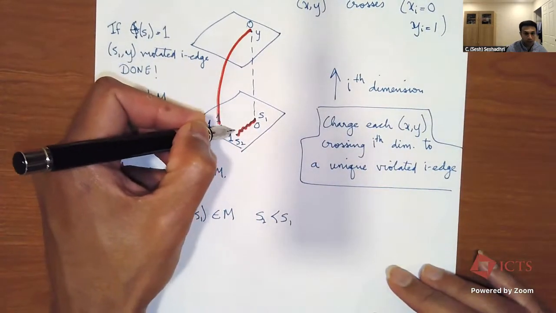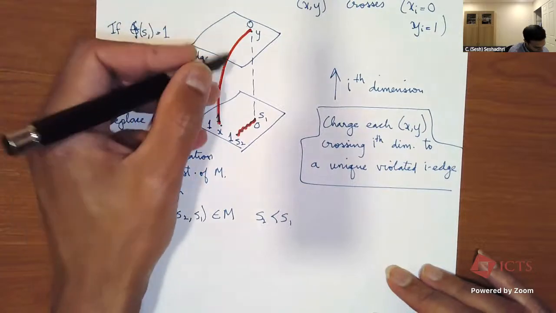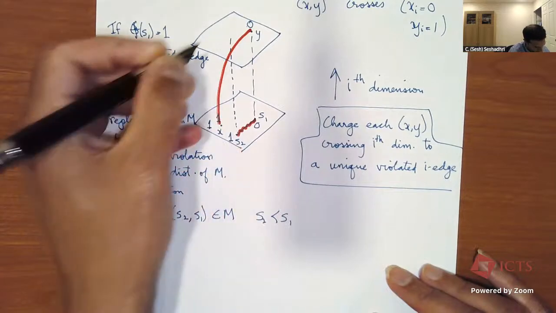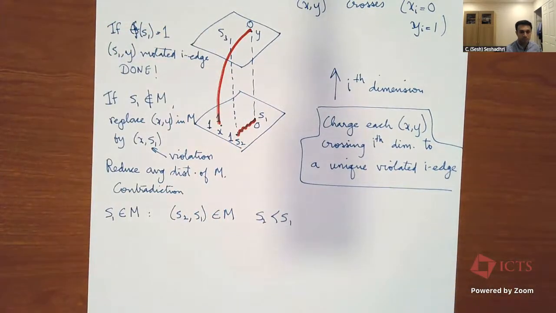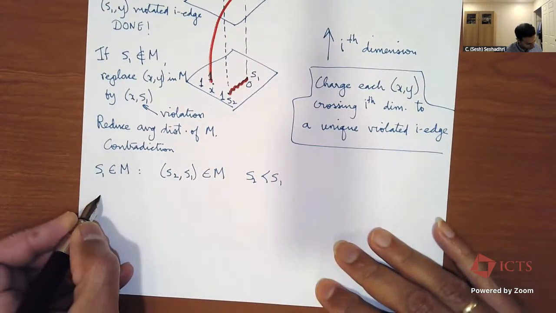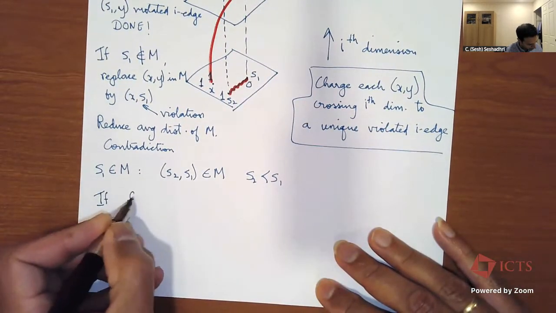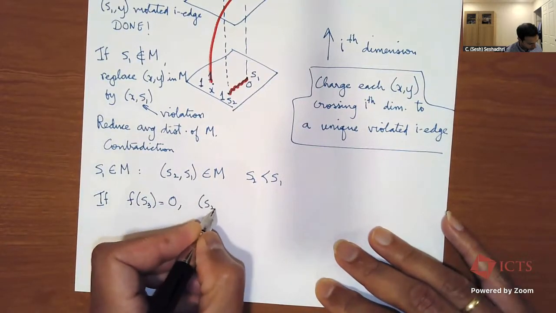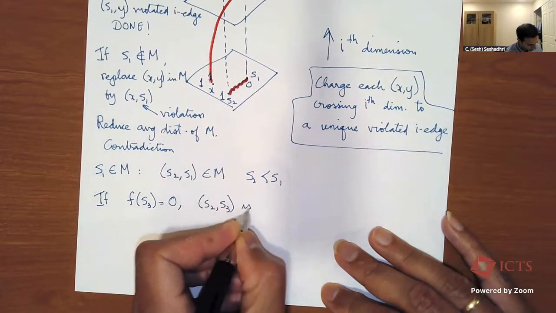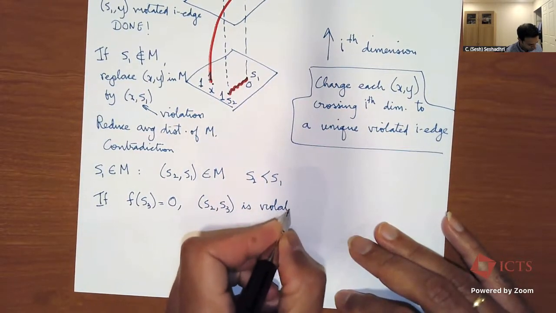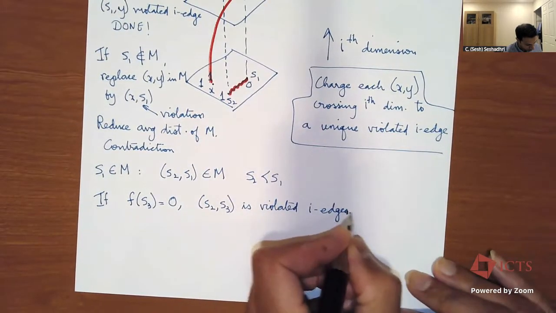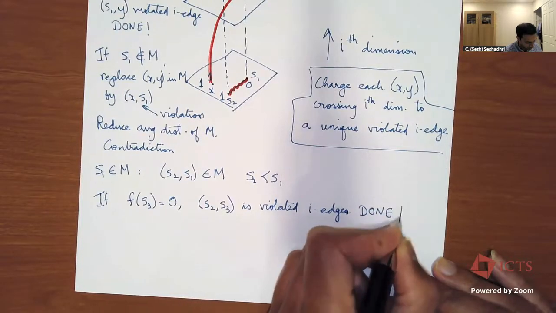Now what I can do is I'm going to play this game by projecting this back up. So I get to S3. Now I'll just repeat the argument again over here, just for clarity. If f of S3 is equal to 0, then S2, S3 is a violated i edge. And then we're done. We've discovered a violated i edge.